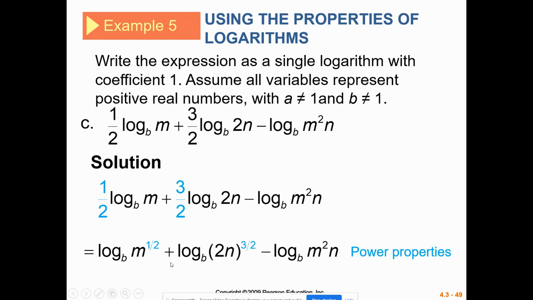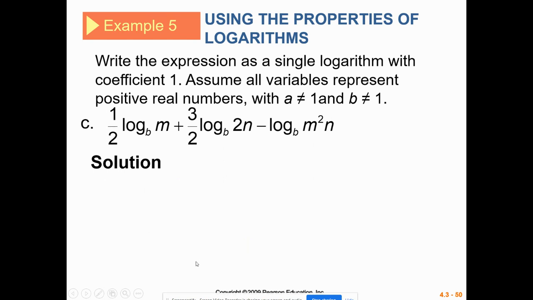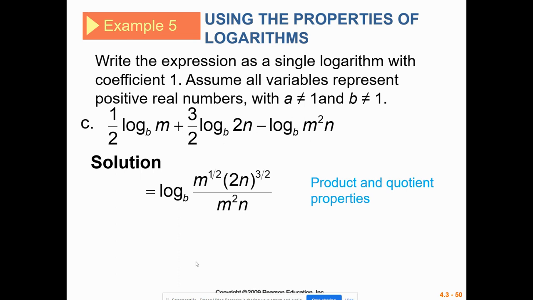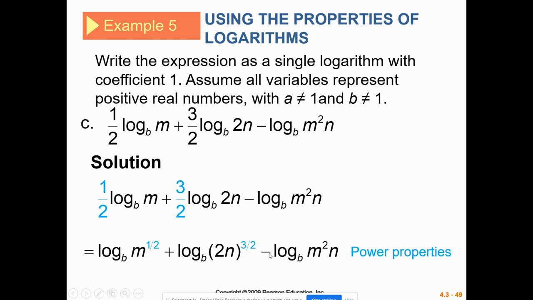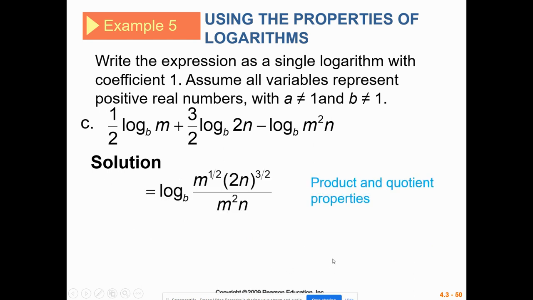Now we start at the beginning. We notice this is a sum. So I'm going to combine those as a product. And the other one, if we go back, we see was being subtracted. And that subtraction tells me I'm going to change it into a quotient.